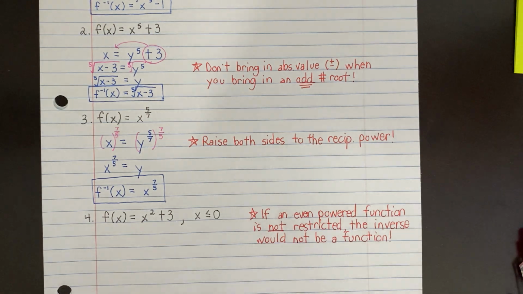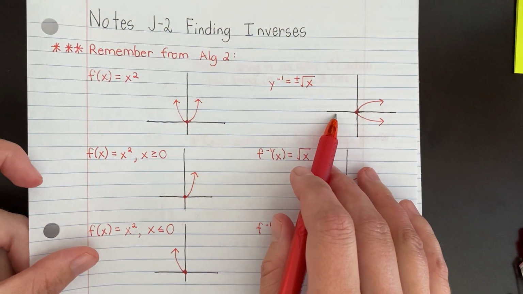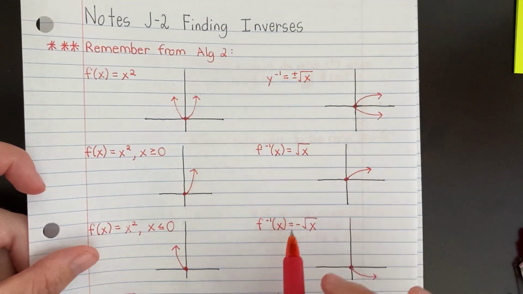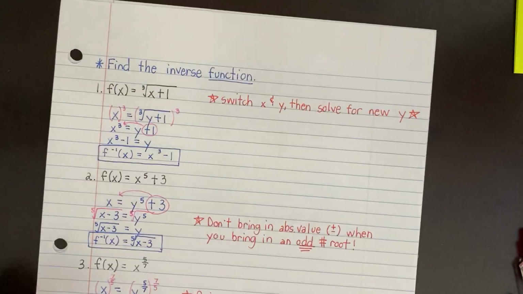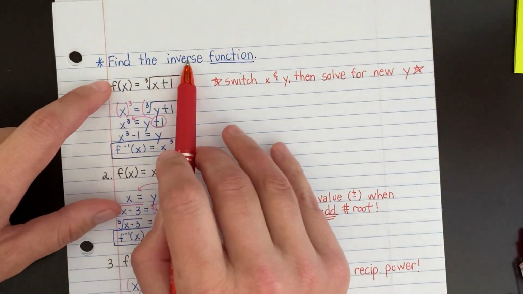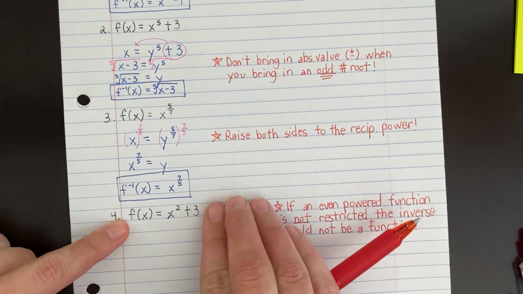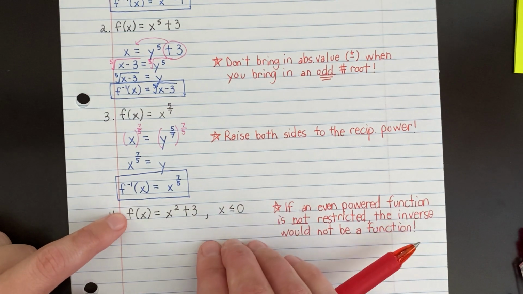We saw when this even powered function wasn't restricted, the inverse wasn't a function. When it's restricted, when we're only looking at half, we're good. We have an inverse that's a function, but when it's not, we don't. So reading these directions, if it said find the inverse function, and this didn't have the restriction, you would say not possible. There is no inverse function, not unless it's restricted.